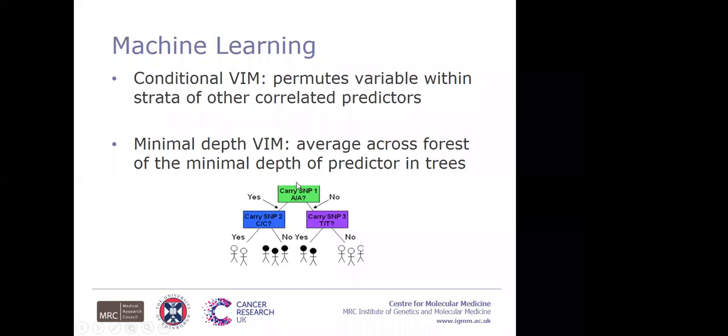And so the idea here is that variables that are more strongly associated with the outcome will tend to be selected into the top of the tree more frequently. They're more influential than variables that are not associated or not as strongly associated.